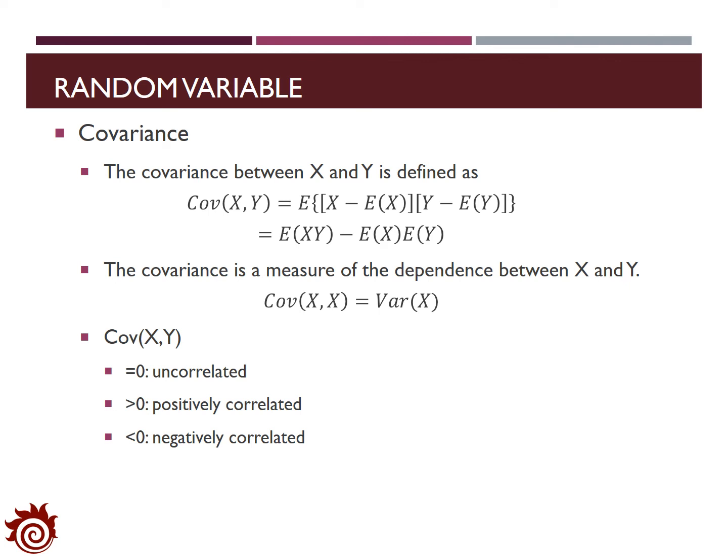In addition, for the value of the covariance of X and Y, if it's 0, it means X and Y are uncorrelated. If it's positive, it means X and Y are positively correlated. If it's negative, it means they are negatively correlated.